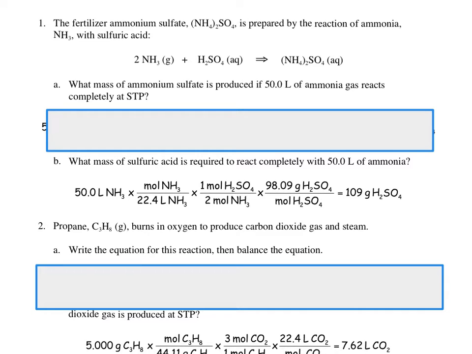So that gets us to the moles of sulfuric acid and then we need the molar mass to get to the grams that was asked for in the question. Question asked for mass, so we need grams. And plugging all those numbers into our calculator, 50 times 1 times 1 times 98.09 divided by 22.4 times 2, 109 grams of sulfuric acid would be needed.